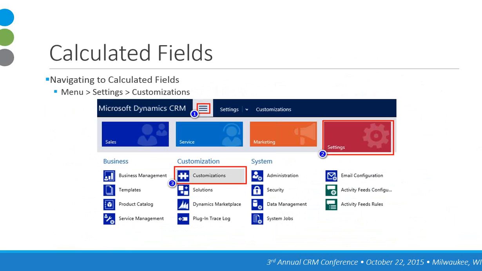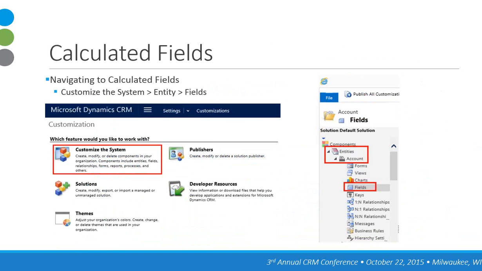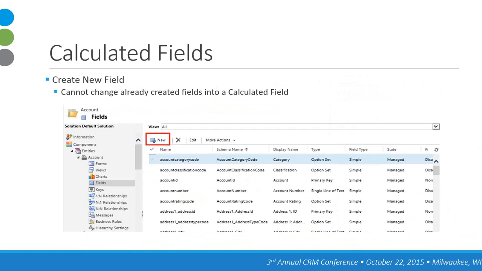Now to access it, you'll want to go to Menu, Settings, Customizations. Open Customize the System to get at the default solution. And then again, drill down into the Entity in the Field section. Once you're in the fields, and in this case we are in the Field section for Account, we'll want to click the New button on the right list. And it's also important to note that you cannot change already created fields into calculated fields. It has to be set at the time of creation.